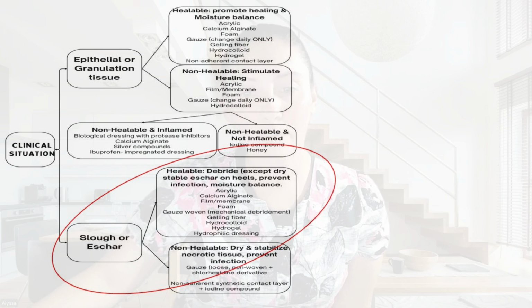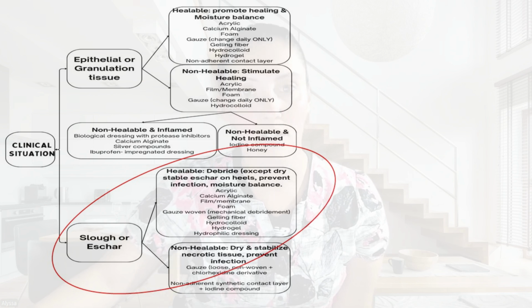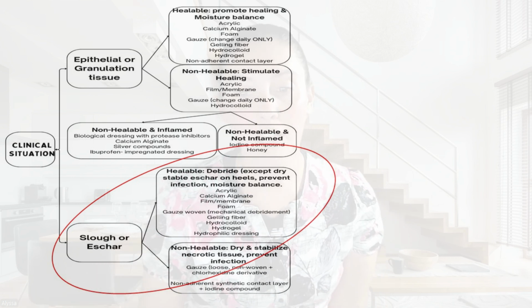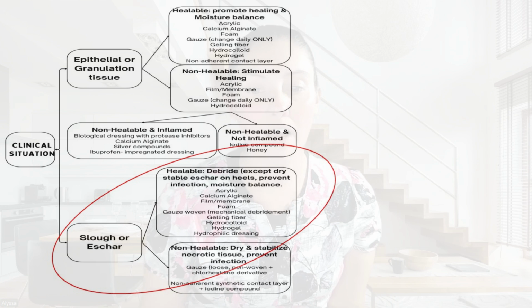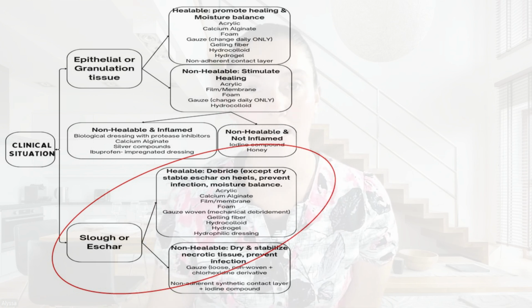So we go right here. So what are we going to do? We're going to debride, accept dry, stable eschar on heels, and prevent infection and moisture balance, okay? And then we have all the dressings here. So acrylic, calcium alginate, film, membrane, foam, gauze, gelling fiber, hydrocolloid, hydrogel, and hydrophilic dressing.